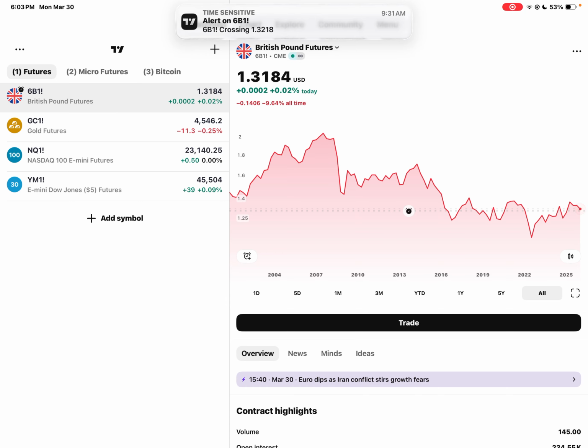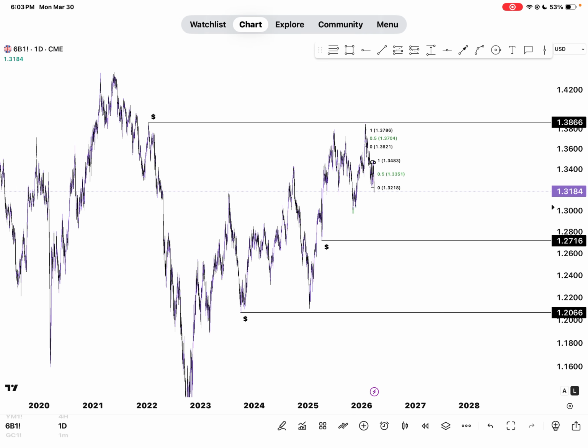All right, so this is week 14, outlook number 1. Let's go ahead and begin with the British pound futures. All right, so starting out on the daily time frame, let's go ahead and clear a couple of these annotations on the chart here, and then zoom into the area of interest.